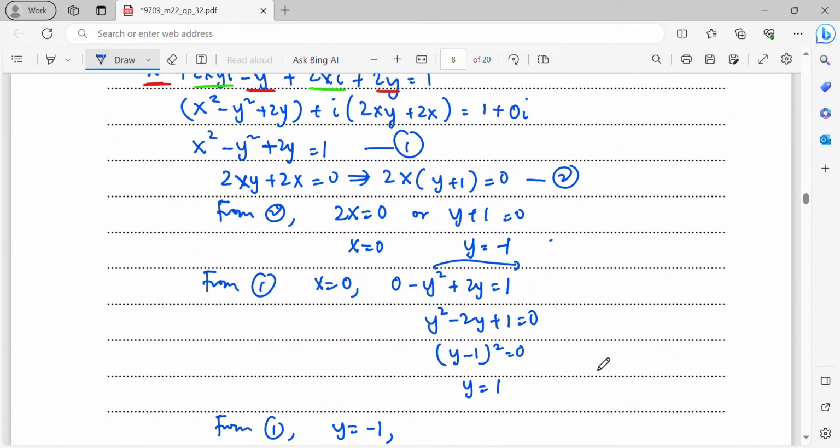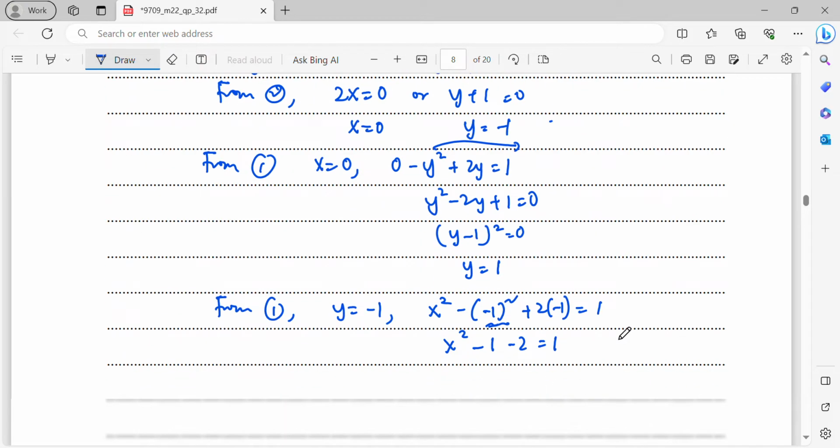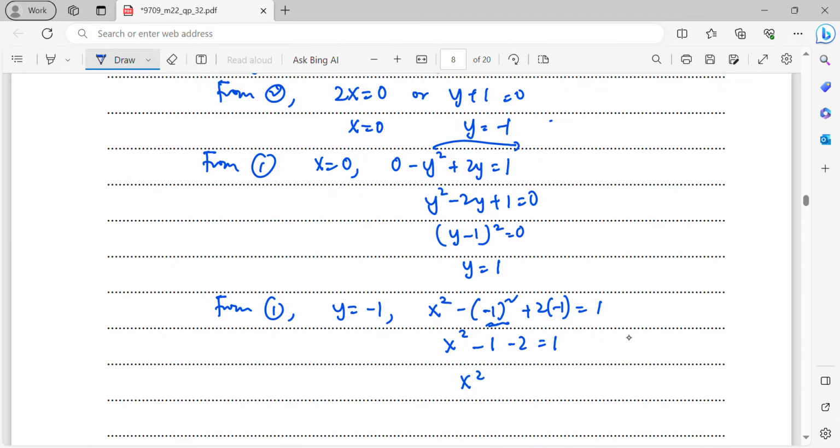Now for the second result, y equals to minus 1. So when you substitute into the first equation, I will get x squared minus y squared, refer to this first equation, then plus 2y equals to 1. The y is minus 1, so I have to replace y by minus 1 on the left side. Then from here, I will get x squared minus 1 squared is 1. Then there's a minus outside, so minus 1. Then here minus 2 equals to 1. That means my x squared, on the left hand side, minus 1 minus 2 will be minus 3. Move the minus 3 to the right side becomes plus 3. Then you'll be getting 4. Then now I'm getting x is plus minus 2.